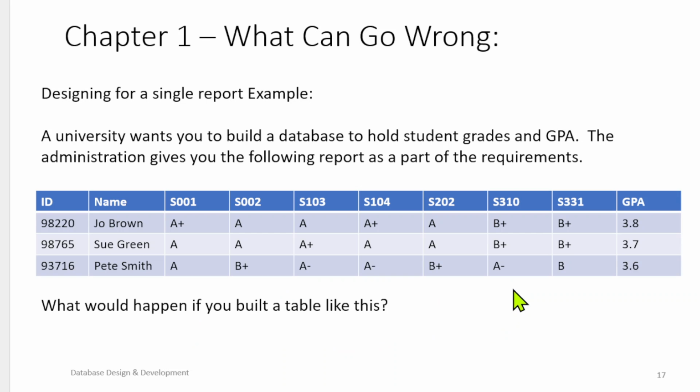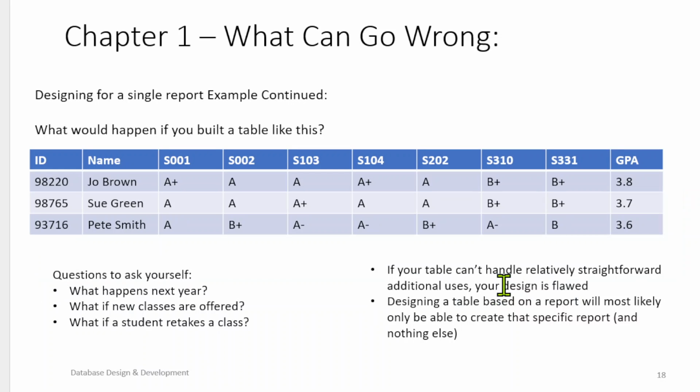Here's an example. The university wants you to build a database to hold student grades and GPAs. They give you the following report as part of the requirements. What would go wrong if you built a table just like this? Well, a couple things. Number one, what happens next year if they offer a new class? How are you going to deal with that? If a student retakes a class, let's say Pete here didn't get a B plus there, let's say he got a D. And he's like, hey, I don't want that on my GPA, so I'm going to retake S202. There's no space here for a retake.